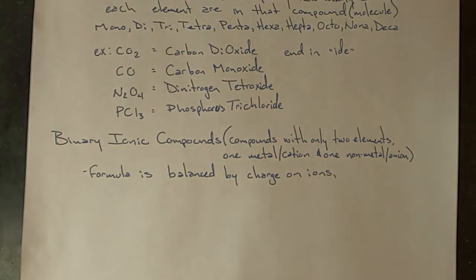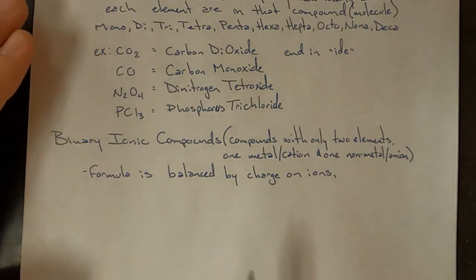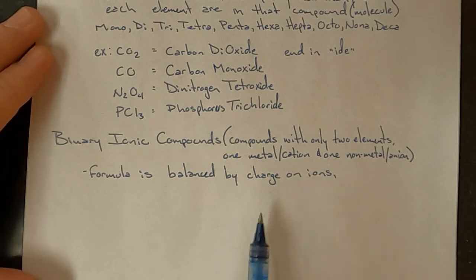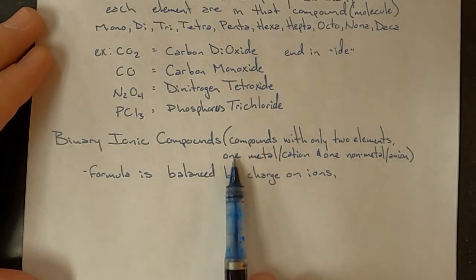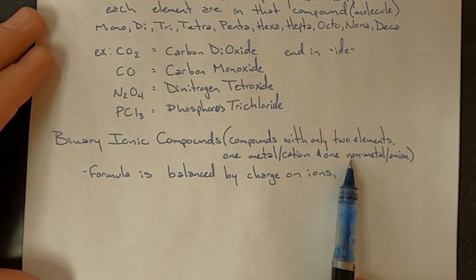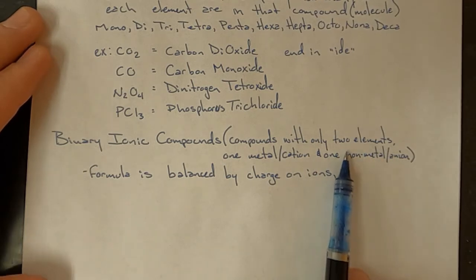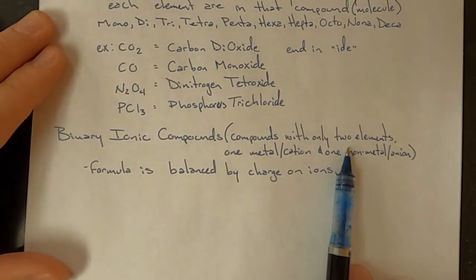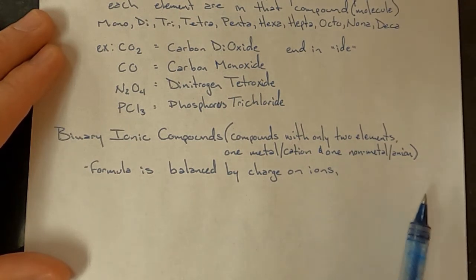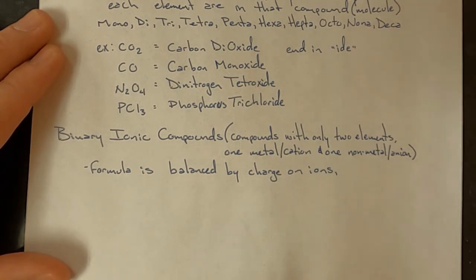Now, a formula for a binary ionic compound needs to be balanced by the charge on the ions. So whatever the charge is on the metal has to be balanced out by the charge on the nonmetal atoms. It's for this reason that the ratio is implied and there should be no prefixes used on these. The prefixes will be extra information because you're meant to use the charge to understand and know how many of each element would be present.